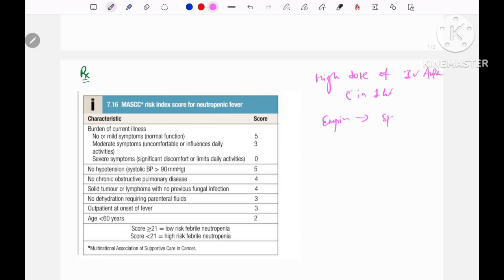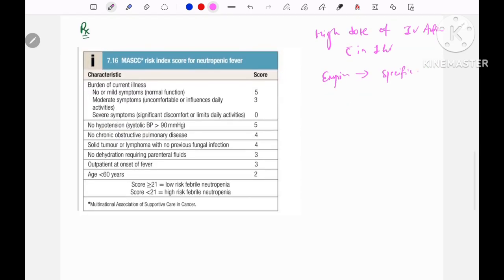First we give empirical therapy, then later according to the culture we give specific therapy. Now in case of febrile neutropenia, there is a high risk of gram positive and gram negative, including Pseudomonas aeruginosa infection. So we choose anti-pseudomonal drugs and other broad spectrum antibiotics.